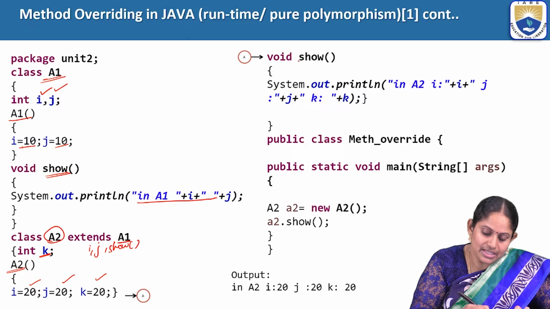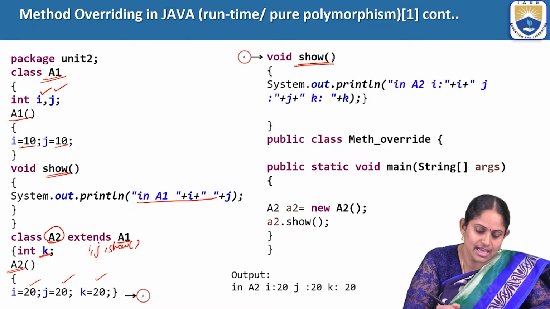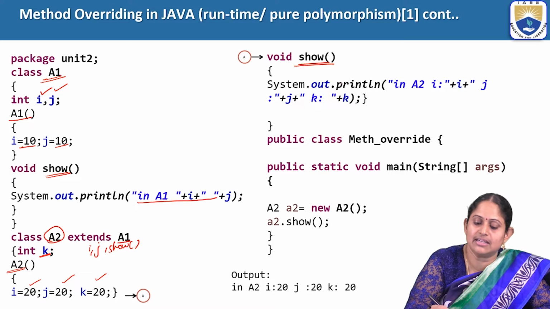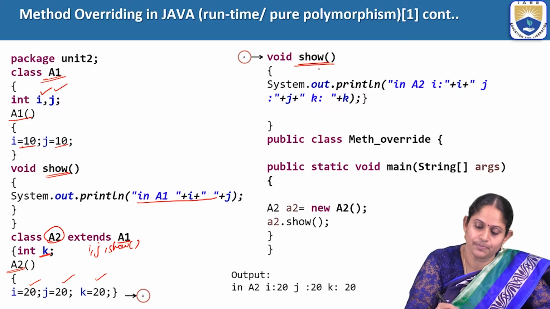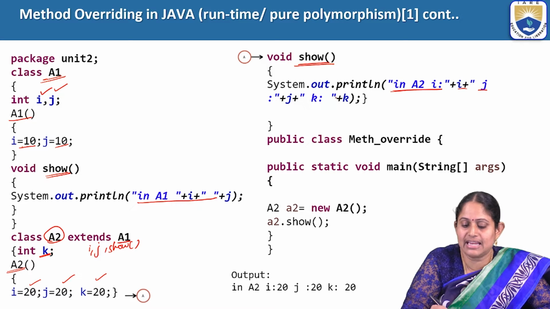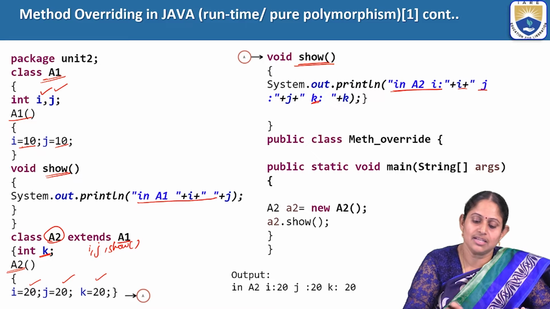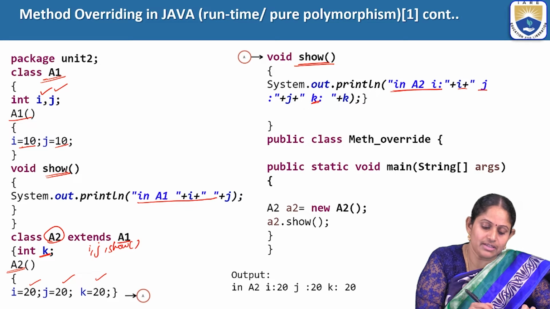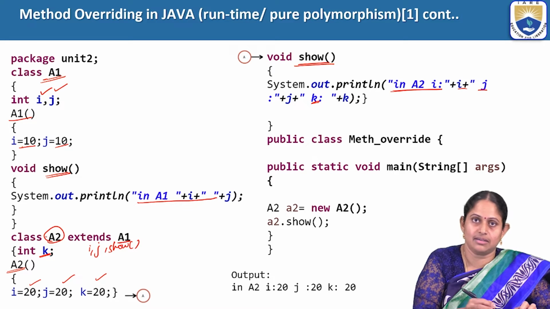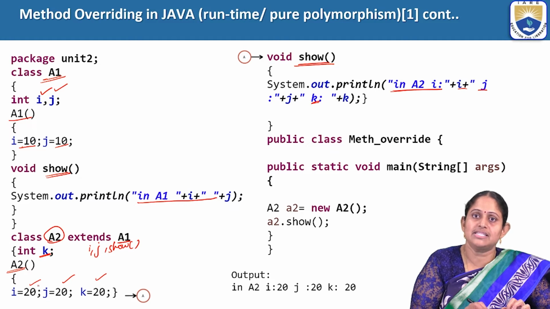Now the same show method is overridden inside the class A2. Here we are changing the implementation in A2, wherein we are simply printing the contents of i, j and k. So this is how the show method of the parent class is being overridden by the child class.